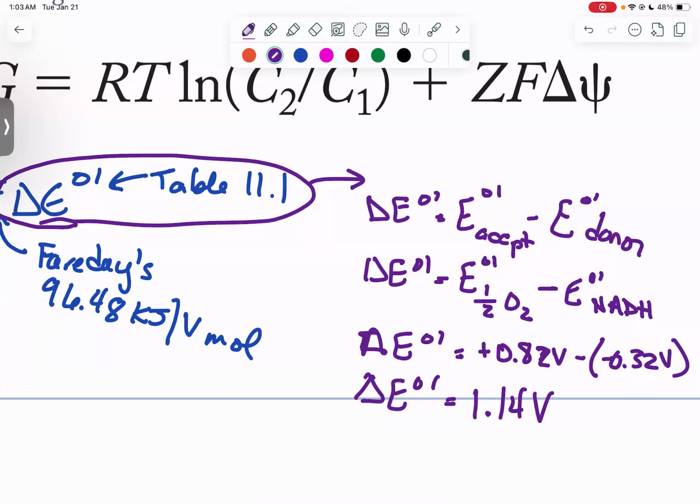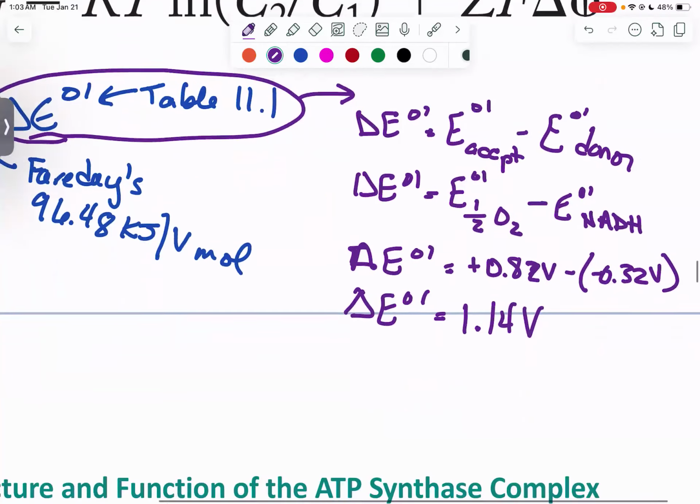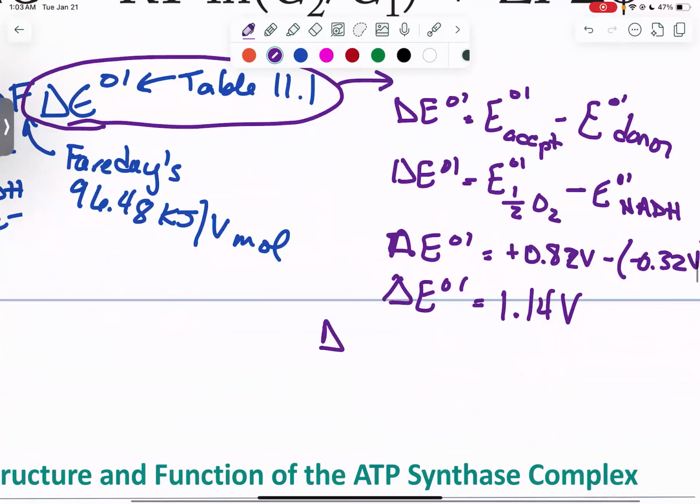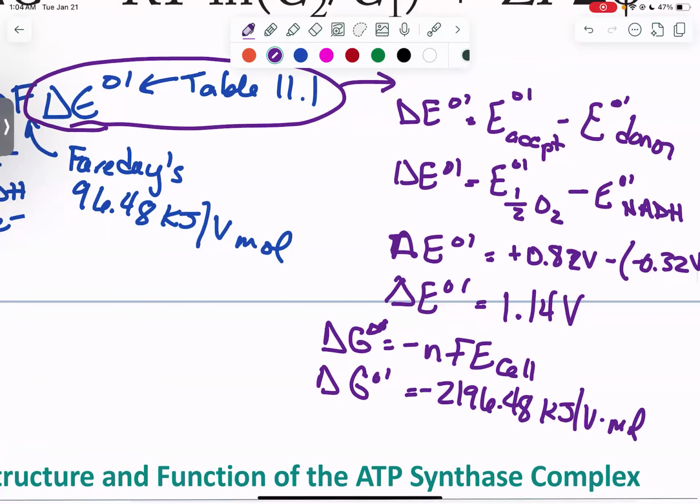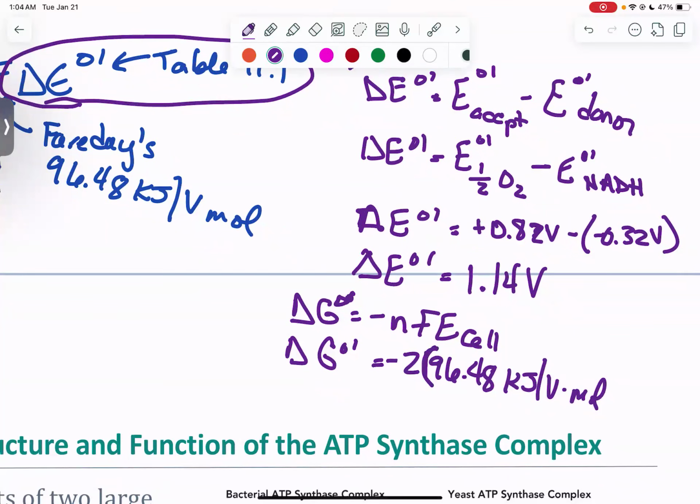Now if we take this and plug it into our delta G formula, our delta G is equal to negative N F delta E of whatever the system is, and in this case it's the cell. So this would be delta G not prime. That would give you negative 2 times 96.48 kilojoules per volt mole times now Faraday's, oh, why did I do that?